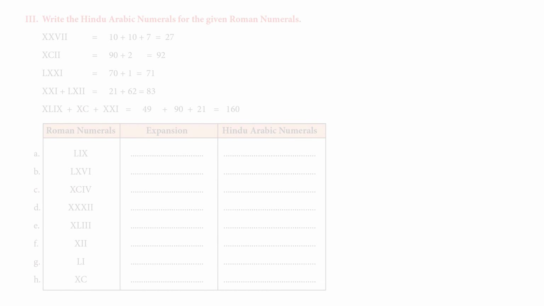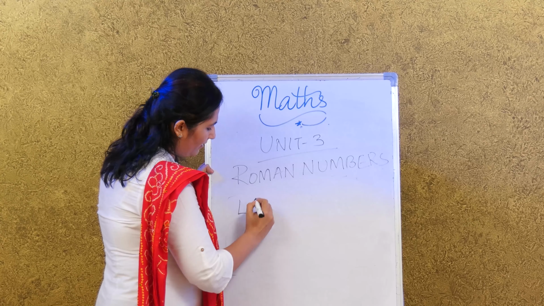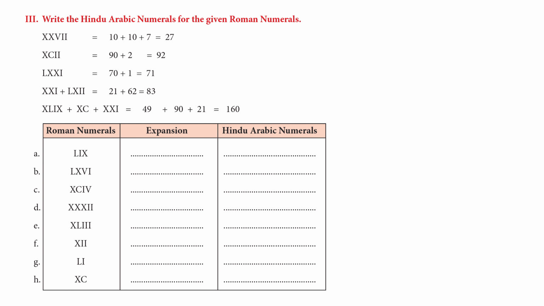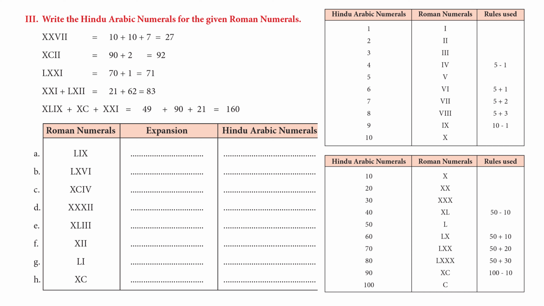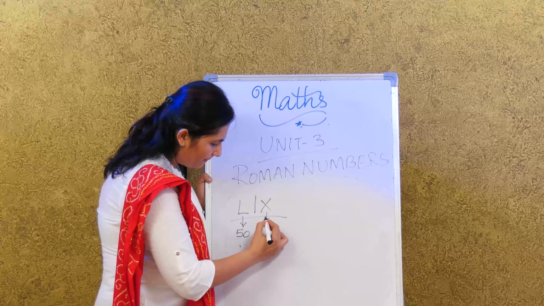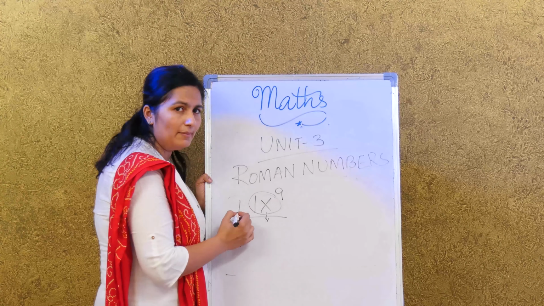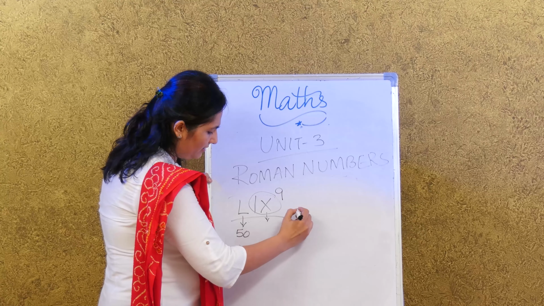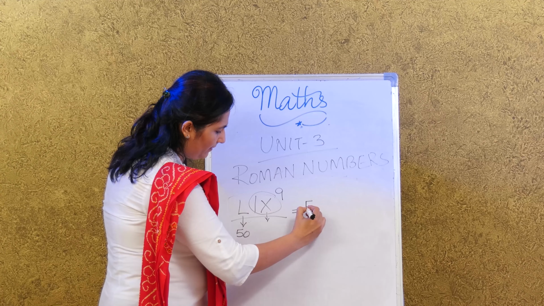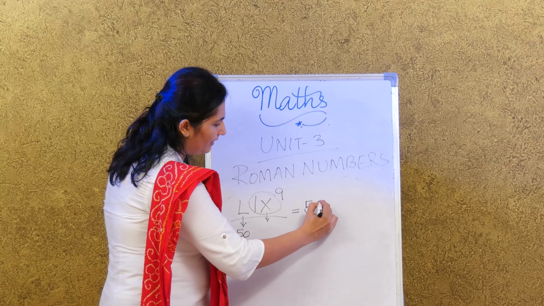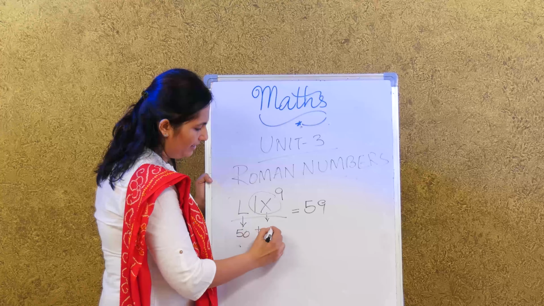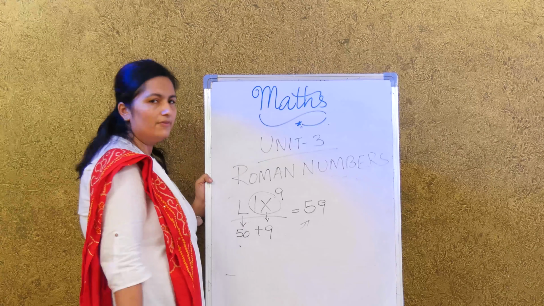So, the first example given is, okay, when you see this, what do you think? You will immediately go back to the table. The value of L is 50, the value of this is otherwise called as 9, remember? So, the answer would be 59. 50 plus 9, you got the answer 59.